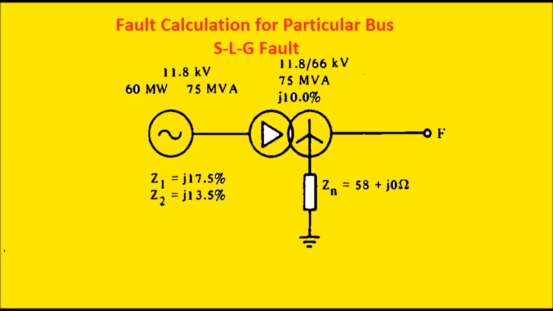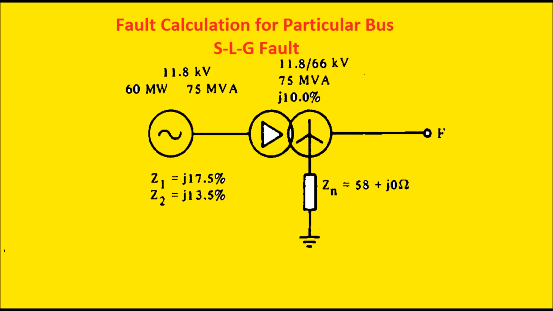Hello friends, today I will discuss fault calculation for a particular bus for a single line to ground fault. A system has been shown in this figure where a generator is connected by a generating transformer of delta-star type, and the ratings of the generator and the transformer are shown in this figure.